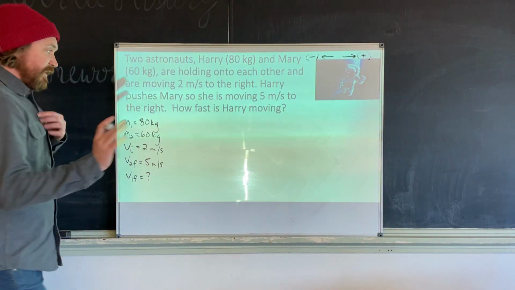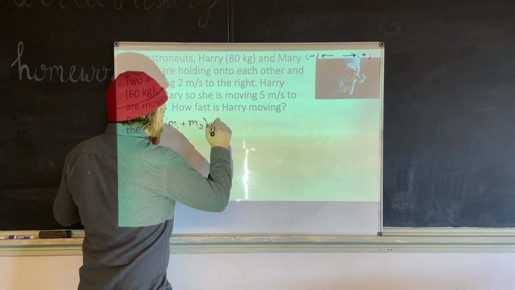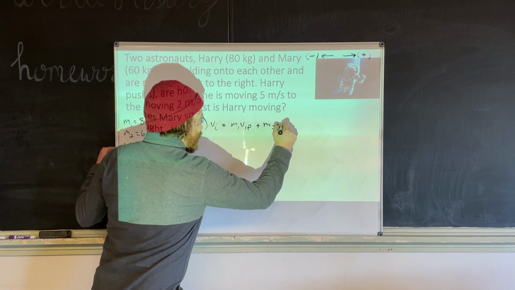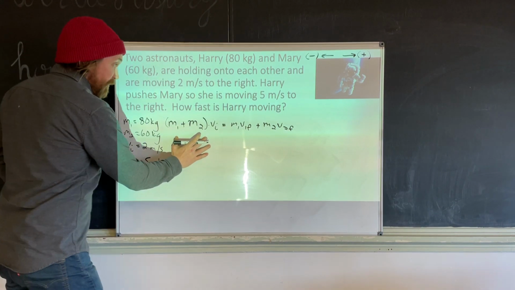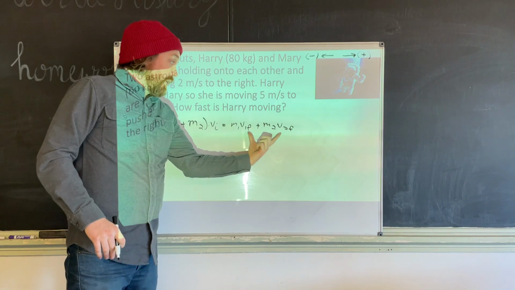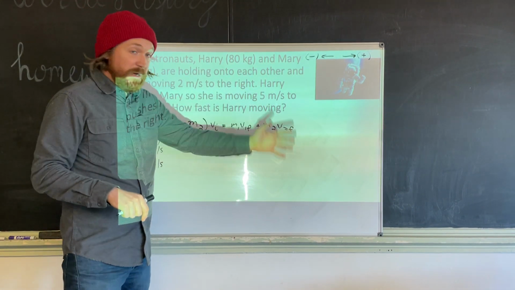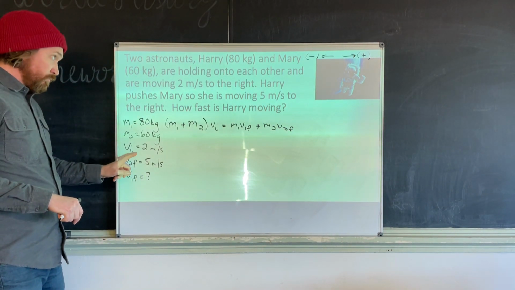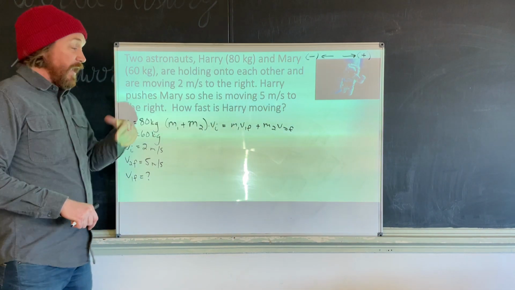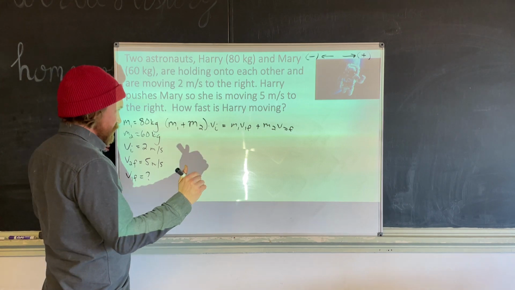So, little different, same setup. M1 plus M2 times V initial equals M1 V1F plus M2 V2F. They start off together, they're holding each other, and now they end up separate, going in opposite directions. So we know that their velocities are going to be going in opposite directions. One will be positive, which we already know is Mary is positive. So we know Harry is going to be negative. It's just something you know right off the bat in all of these equations and explosions.